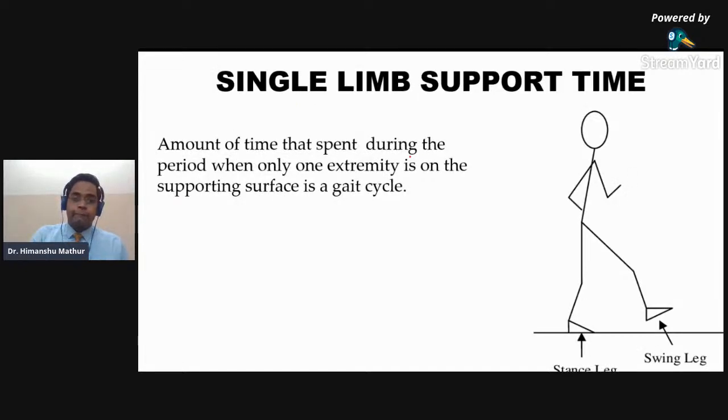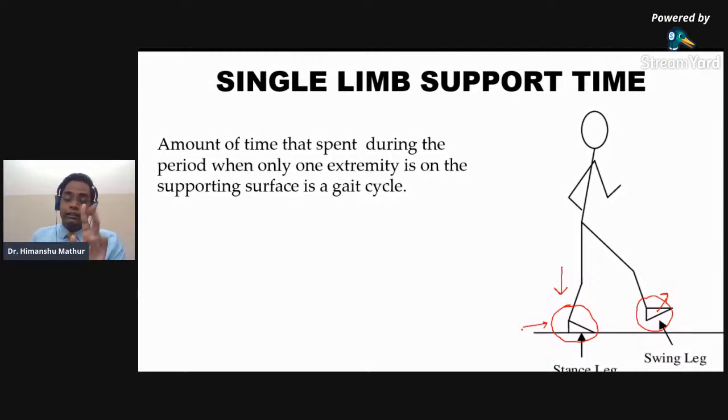So single limb support time is the time for which I am standing on my single leg, such that you can see it here. Okay, it is the only limb which is in stance. That means it is the only limb which is bearing weight. The other one is in the air, right? So this is the only limb which is in contact with the ground. The time for which this one leg stays in contact with the ground in the whole gait cycle is known as single limb support time.